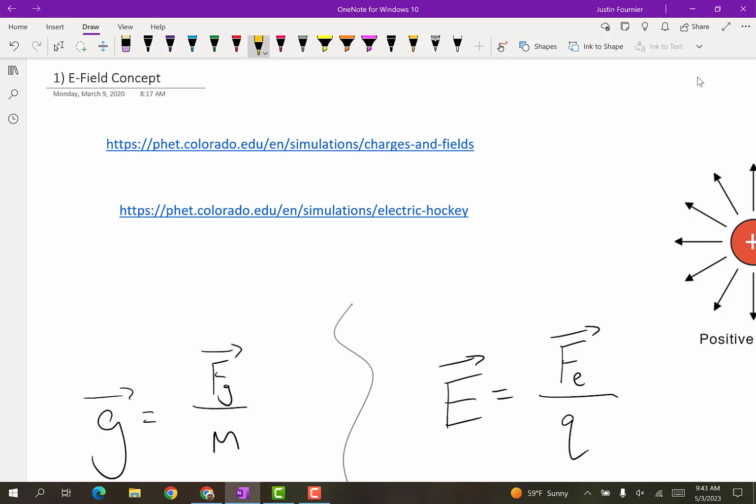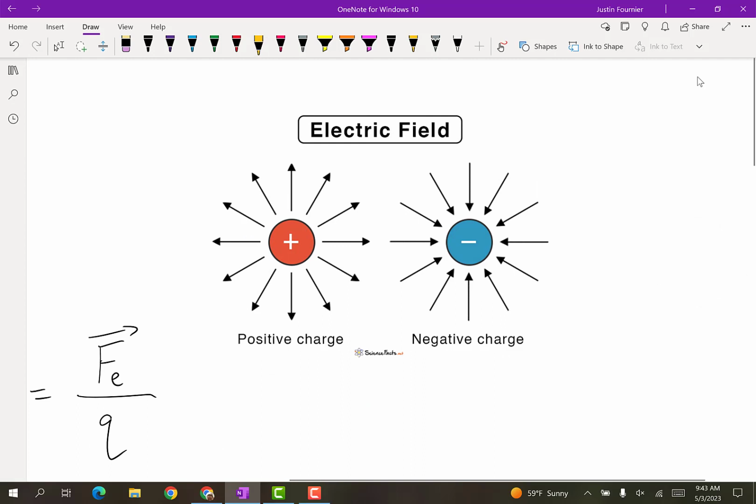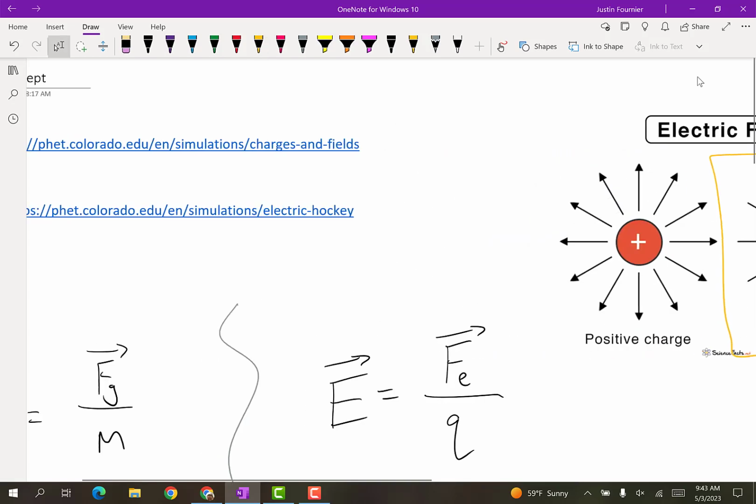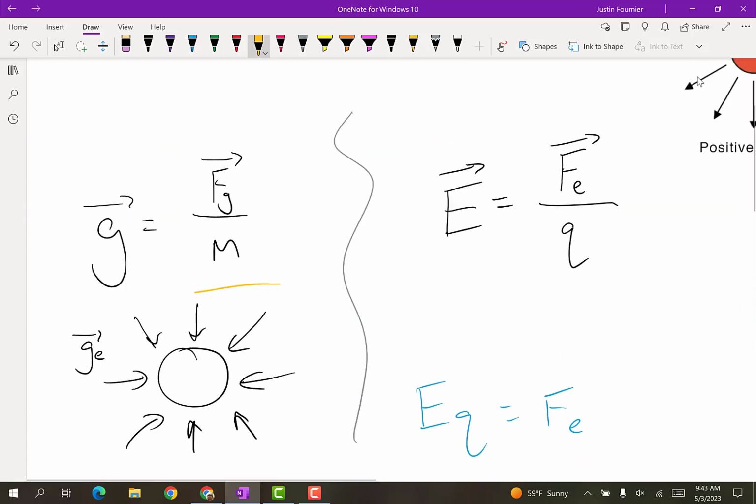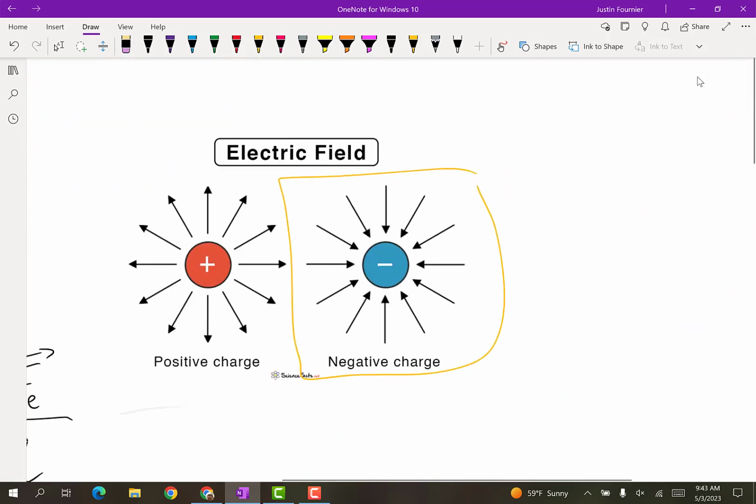All right, I had you guys do this charges and fields simulation, and also a simulation on electric potential. So hopefully you've figured out by now that electric fields are similar to gravitational fields, but where gravitational fields only have the field lines. So I got a gravitational field right here. If this is the Earth, then the gravitational field always points towards the center of the Earth. That's how the gravitational field works. More on that in just a bit.